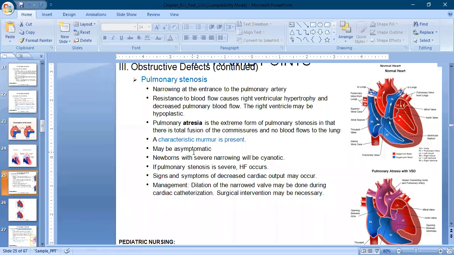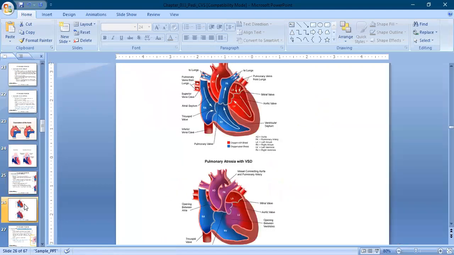Sometimes patients are asymptomatic, right? And what is the management? Management is dilatation of the narrowing valve, right? Dilatation or balloon angioplasty, or valvotomy, which means correction of the valve. Dilatation of the narrowing valve may be done during cardiac catheterization.